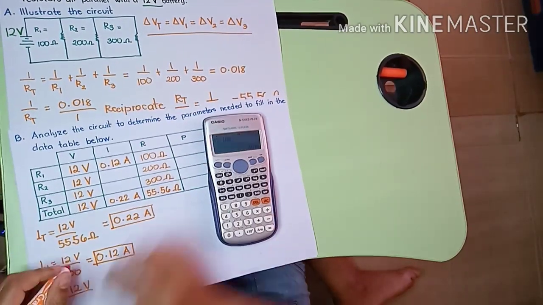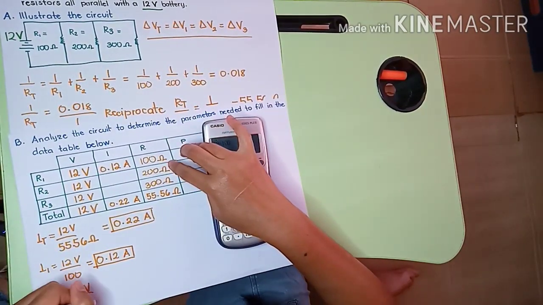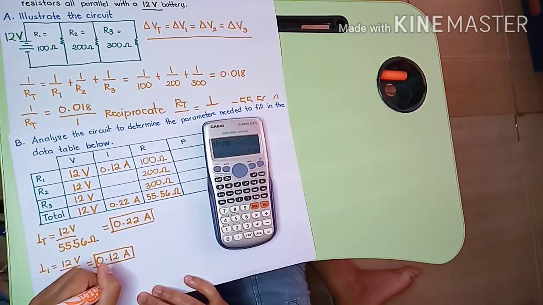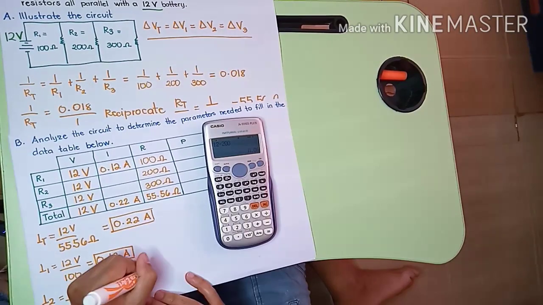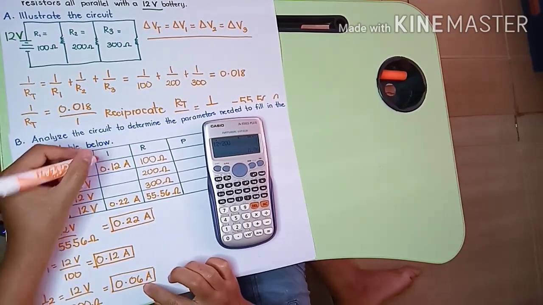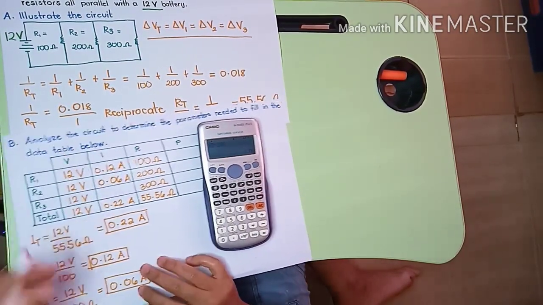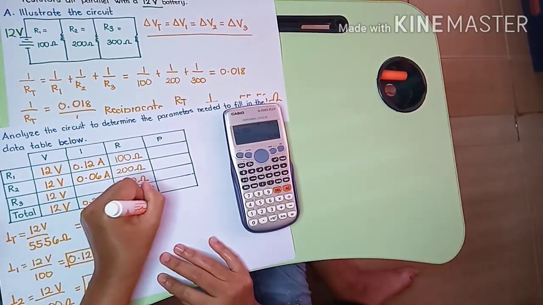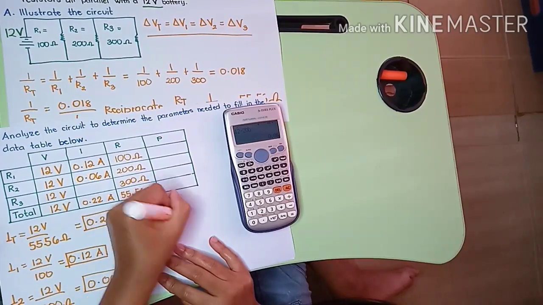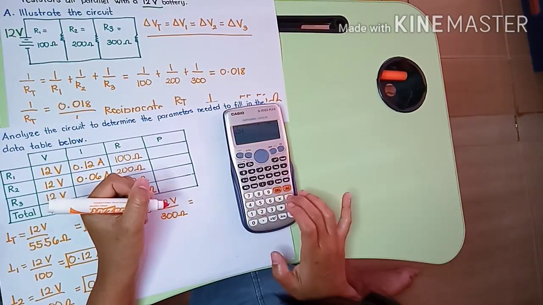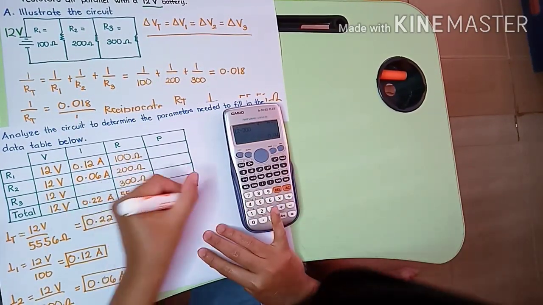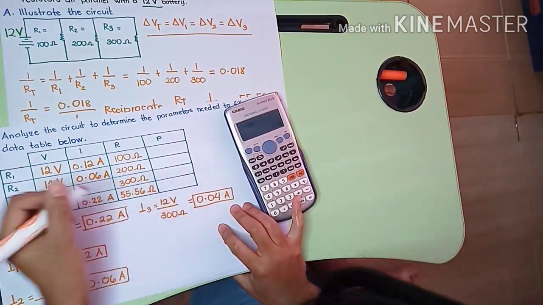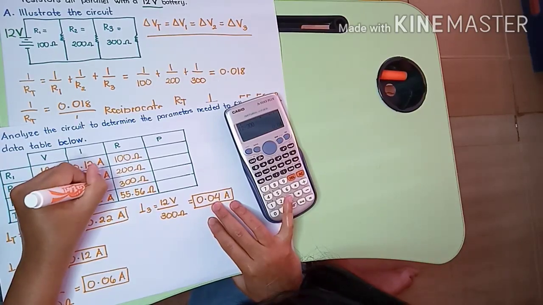Current 2 is equal to 12 volts over 200 ohms, equal to 0.06 ampere. Next will be R3 or current 3: 12 volts over 300 ohms is equal to 0.04 amps.